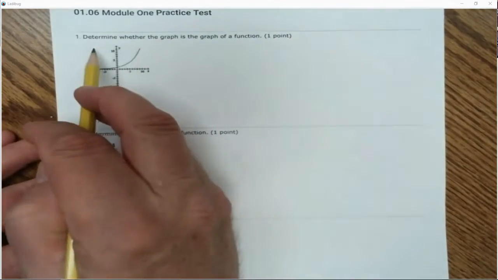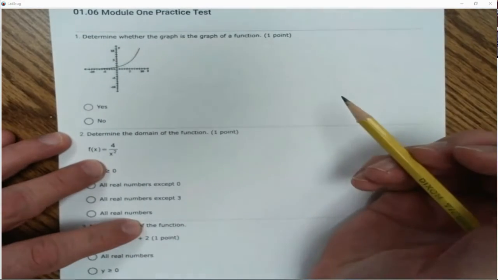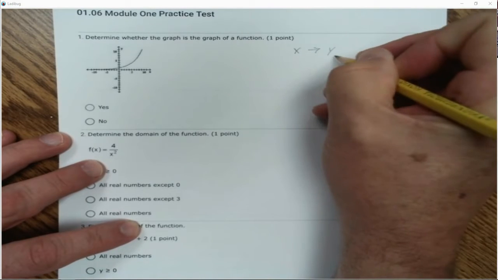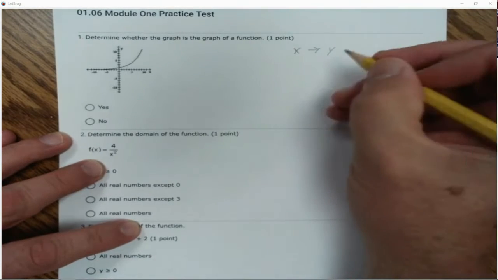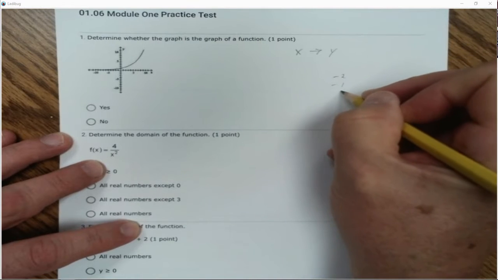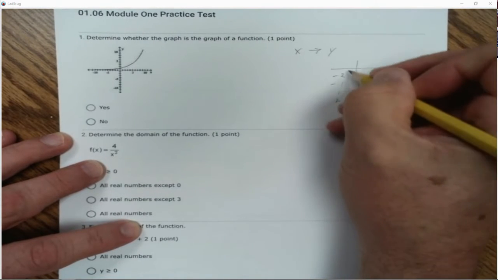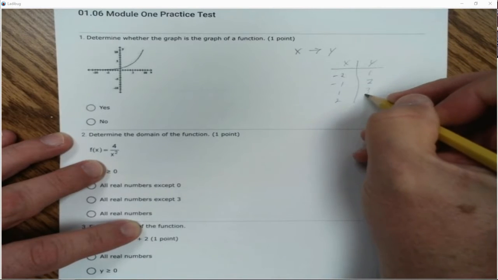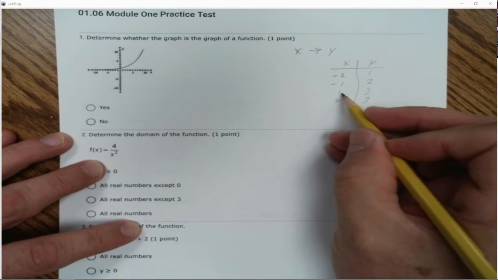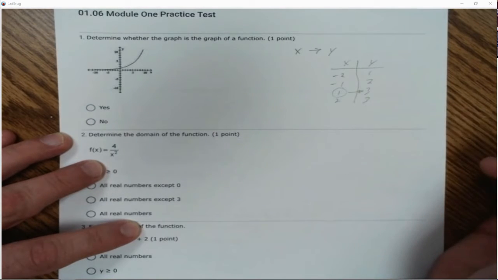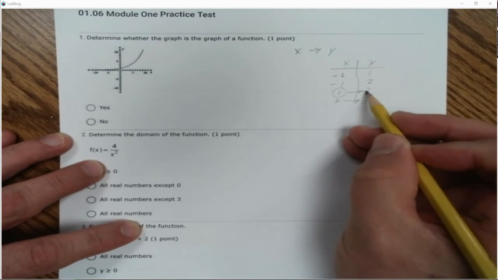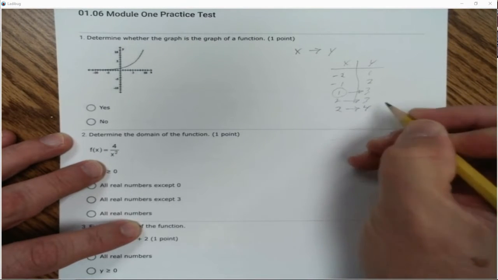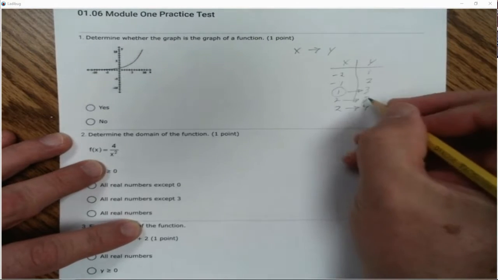First thing it says, determine whether the graph is the graph of a function. Remember, for a function, each x would only have one y. There would not be more than one y with the same x. Like if we had an xy table with x values -2, -1, 1, and 2, and the y's are 1, 2, 3, and 3, that's okay, because each x only has one y attached. If I had 2 listed again with another y, where 2 had 3 and also had 4 assigned to it, then it would not be a function.